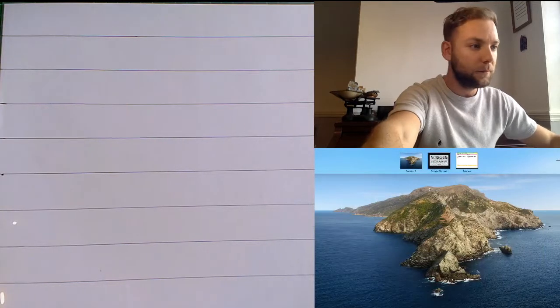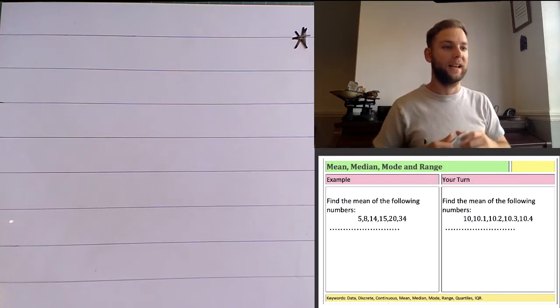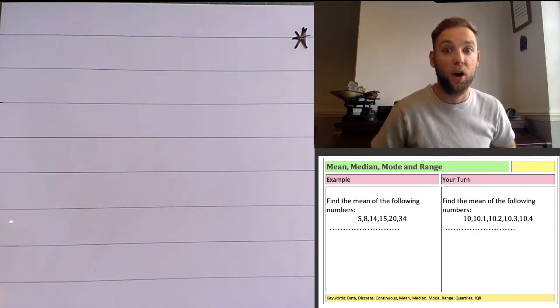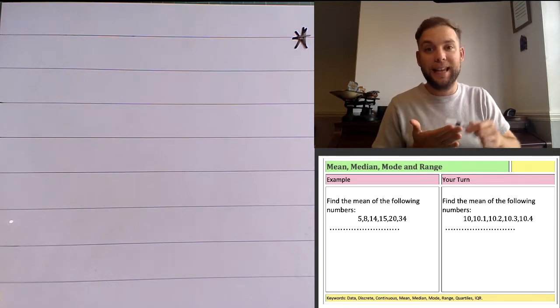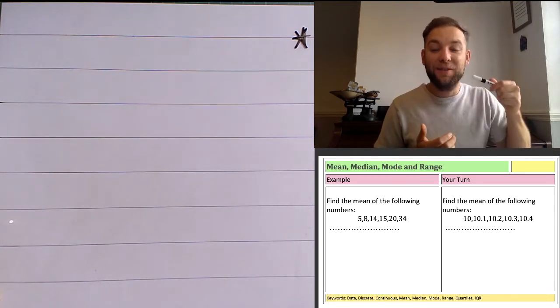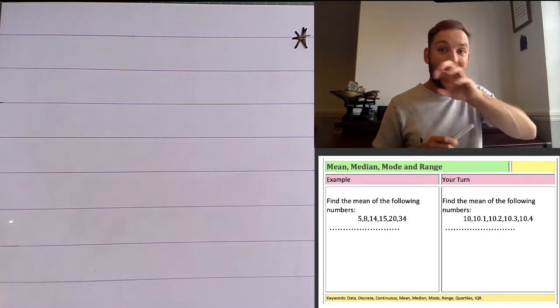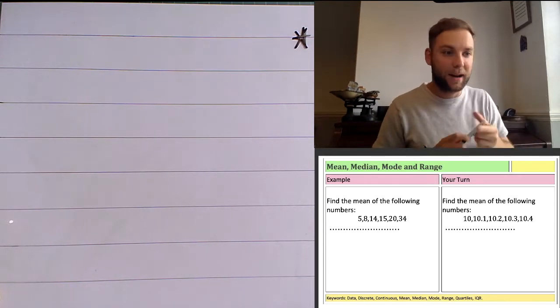The first one says, find the mean of the following numbers. So, hey diddle diddle, the median's in the middle. You add and divide for the mean. So that means I need to add all of these together and divide by the amount that there are.